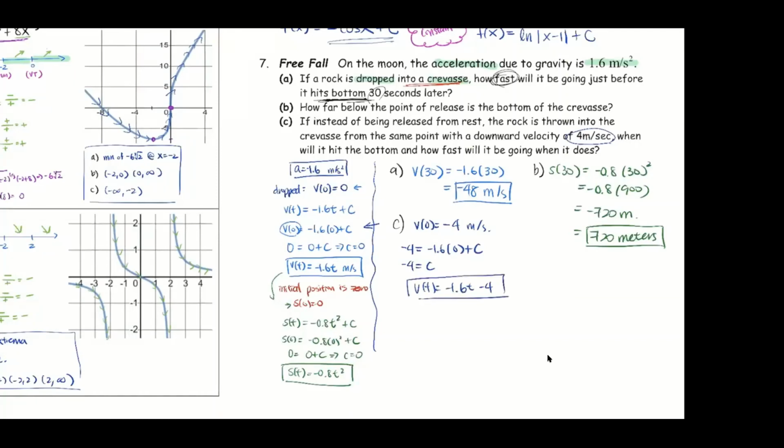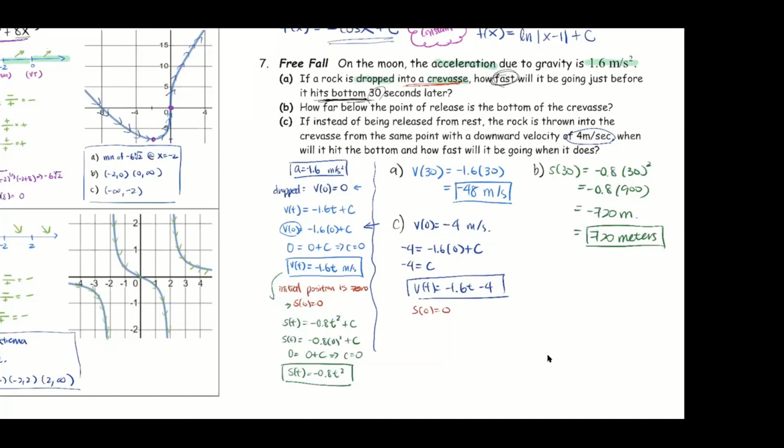Okay? Then what's going to happen? It's still being dropped, right? So your S of 0, your initial position, is still 0. So that part isn't changing. But because your velocity changed, your position function is going to change. So S of 0 is still 0 because you're still dropping this from that crevice. You're not going further in and you're not raising this up. So you're still dropping it from the initial point.